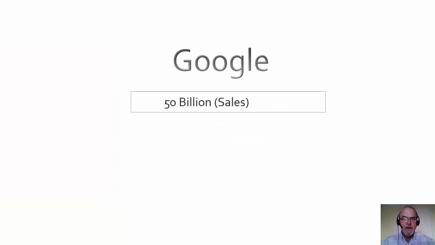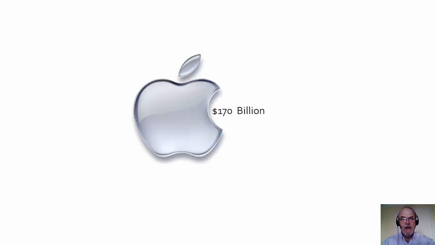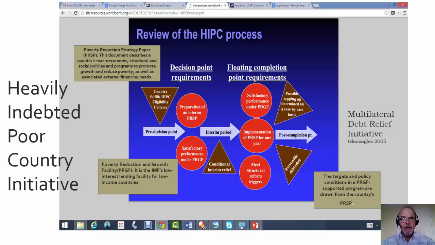budget. To give you some perspective, Google as a company had $50 billion in sales last year, which is equivalent to the total IDA budget, while Apple Computer had $170 billion in sales. So that gives you a sense of how much money is actually being spent on these development assistance programs to the world's poorest countries. Now, as I mentioned earlier, one of the big problems with the poorest countries is the amount of debt that they have.